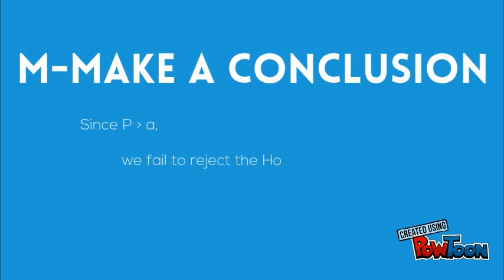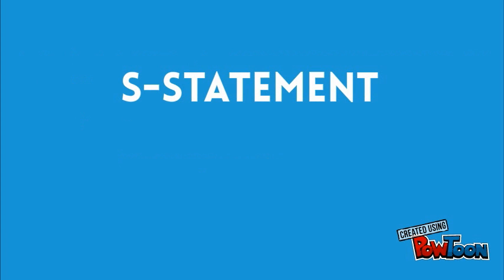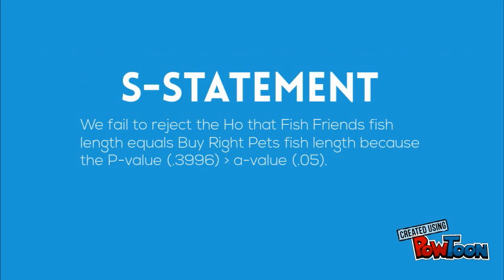For our M, we're making a conclusion, and since our p-value is greater than our alpha value, we fail to reject the null hypothesis. And for our final bit of PHANTOMS, our statement that it is significant: we fail to reject the null hypothesis that Fish Friends fish length equals Buy Right Pets fish length because the p-value is greater than the alpha value.